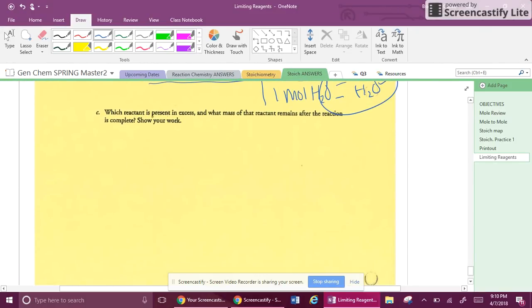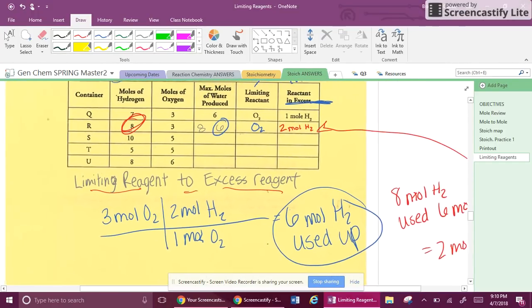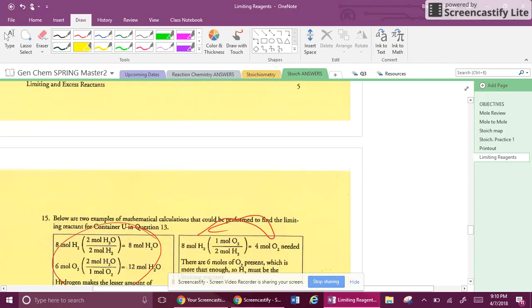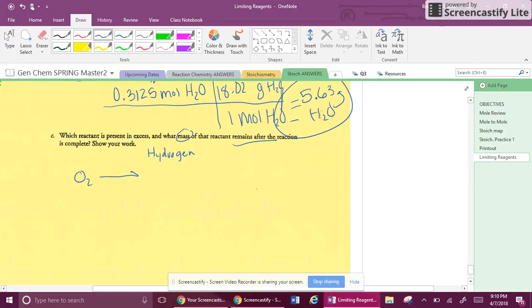Now, finally, which reactant is present in excess, and what is the mass of that? So obviously, if oxygen is the limiting reagent, then hydrogen is in excess. And what mass of hydrogen remains? Okay, think back to the problem we did up here. How did I figure out how much was left over? I went from limiting reagent to excess reagent. And that's exactly what I'm going to do down here. I'm going to go from limiting reagent, which is O2, to the excess reagent, which is H2.